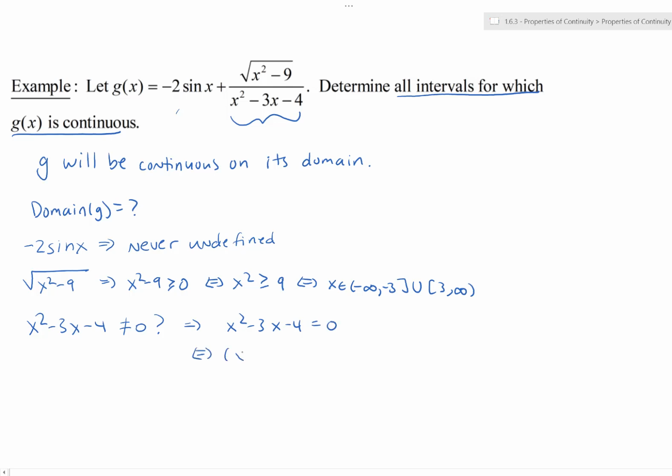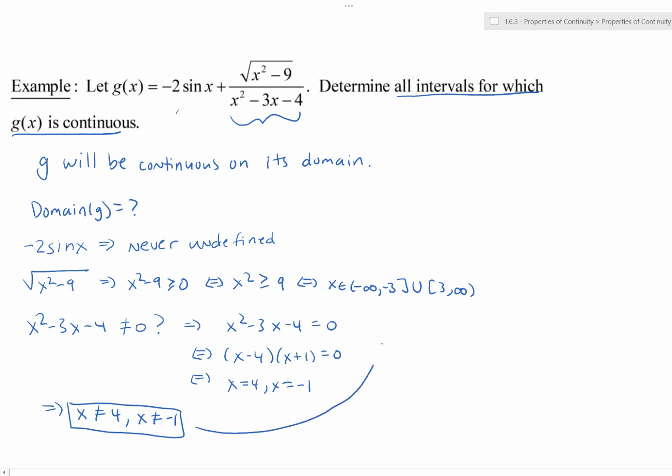Well, that's a factorable function. That factors to x minus 4 times x plus 1 equal to 0. And hence the values of x that make that denominator equal to 0 are x is 4 and x is negative 1. So thus, x should not be equal to 4 and not be equal to negative 1, because if you were, you would not be defined.